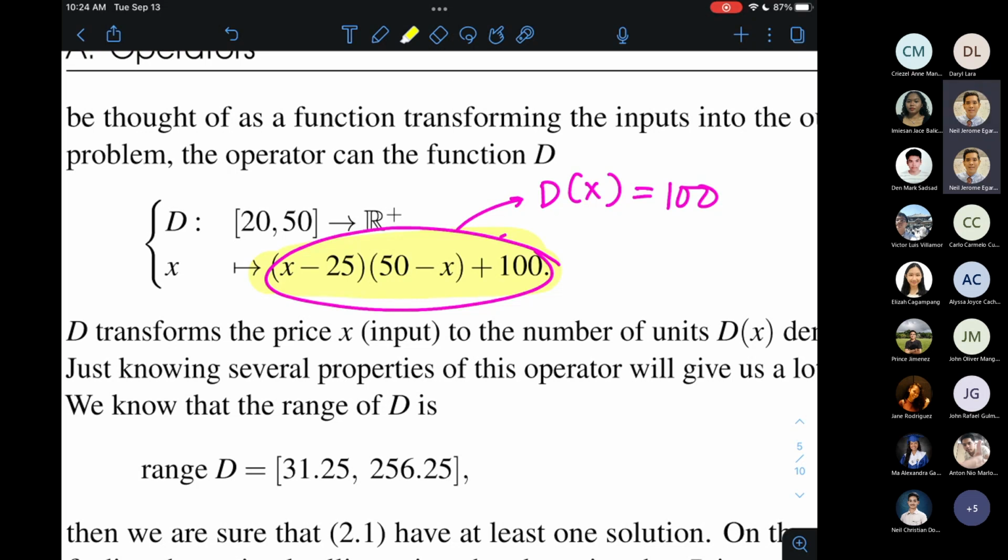Tama ba? It should be what? Tinga kung nandiyan pa kayo. Okay guys, gising. Simpleng ano lang to, simpleng arithmetic, simpleng algebra.